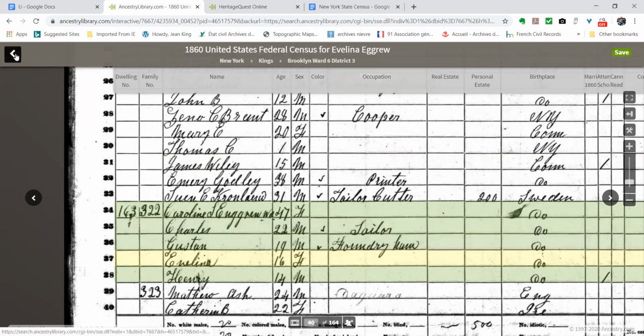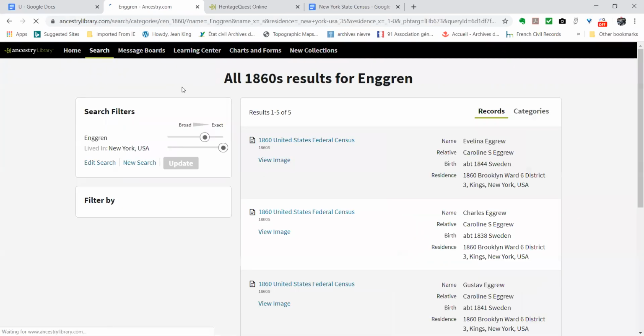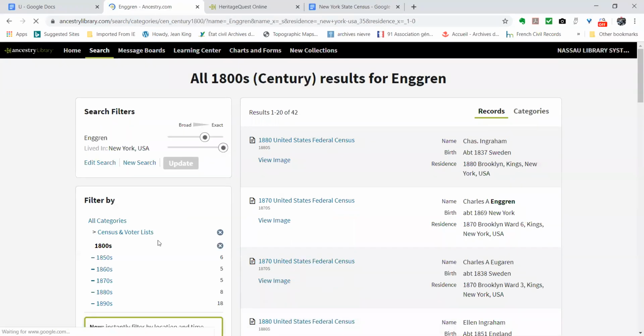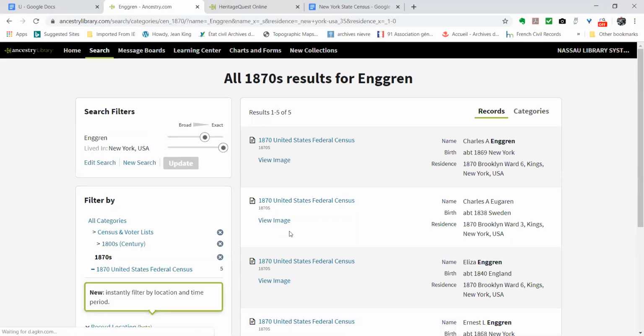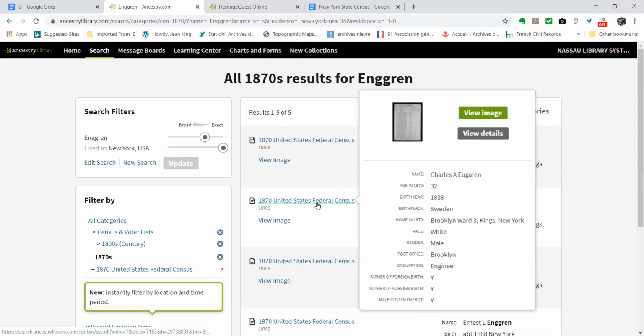So let's go back. In Ancestry, there is a way where you can make corrections to names. And I've been trying to go in under my subscription to change some of those misspellings so other people can find them. So in 1870, oh, right, I wanted to switch.